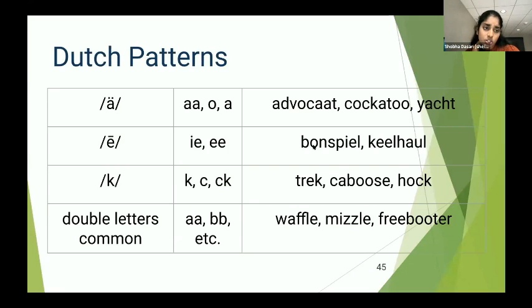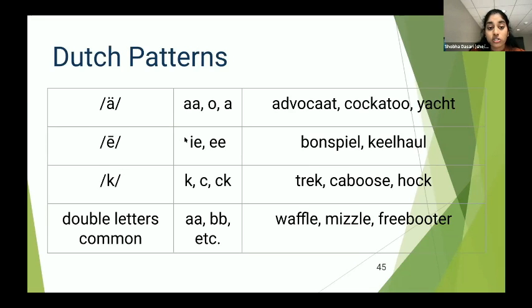Great. So Dutch, I think we have time. Dutch is generally relatively similar to German, but does have a couple of differences. With Dutch, when you have the A sound, it can sometimes be spelled with an AA, sometimes with an O, sometimes with an A as well. It just depends on the word and what makes the most sense in terms of where it is in the word. Advocaat is a CAAT. Cockatoo is the COCK for that aw sound, and then yacht is A for that aw sound.